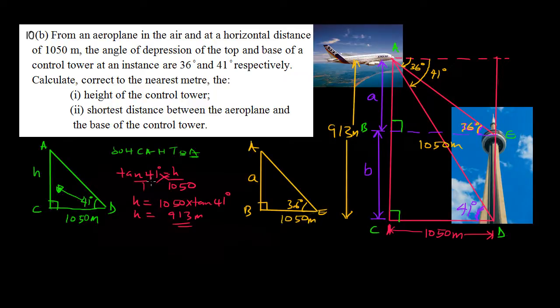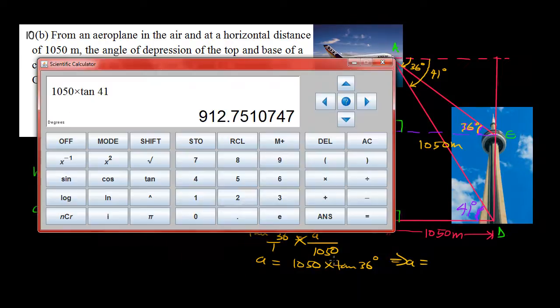We can also use the trigonometry ratio tan. Since we have opposite and adjacent, tan 36 degrees is equal to the opposite, which is A, all over the adjacent, 1050 meters. We'll just cross multiply again. We have A is equal to 1050 times tan 36 degrees. Let's calculate this: 1050 times tan 36 degrees. This is 762. Let's just say 763 approximately.